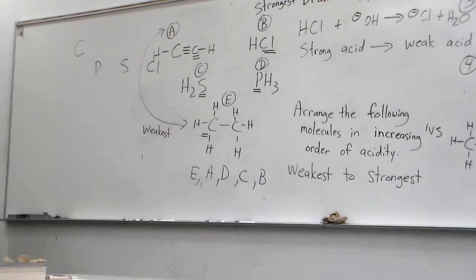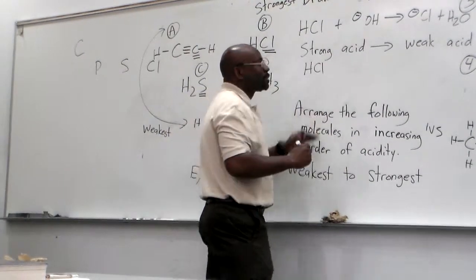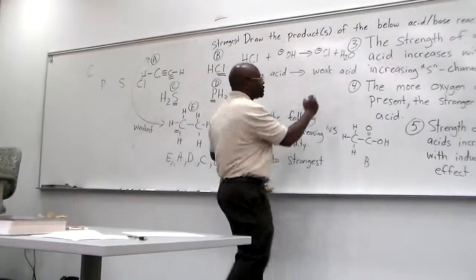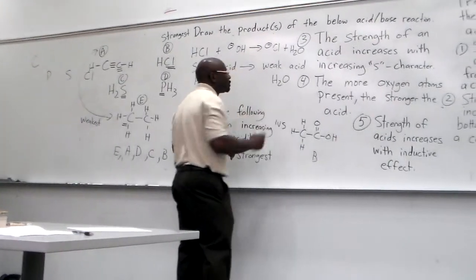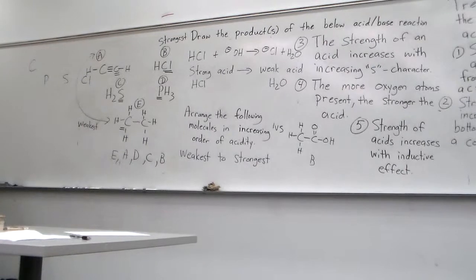Now, in order to figure out the stronger acid, we're going to compare acid versus acid. We're going to compare our acid, which is HCl, versus our conjugate acid, which is H2O. Between the two, which one is the stronger acid? Because you've got Cl versus O. Cl is going to be stronger than O. HCl is a stronger acid than water. That's the reason why the reaction is favored, because it goes from strong to weak.